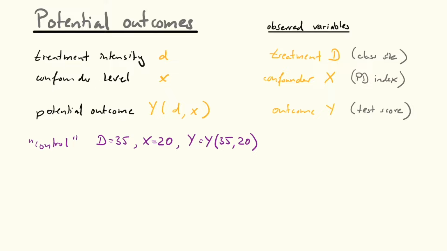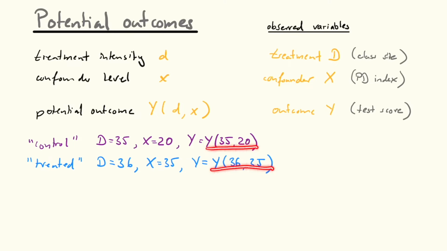The blue classroom was our treated classroom. It had one more student. It certainly has a PD value. Let's just say 35, and an outcome of the potential outcome evaluated at 36 and 35. Now we see clearly when we're comparing the two, we're not just comparing different classroom sizes, we are also comparing different PD indices. That's no good. From this comparison, we don't expect to learn much about the pure effect of a larger classroom.